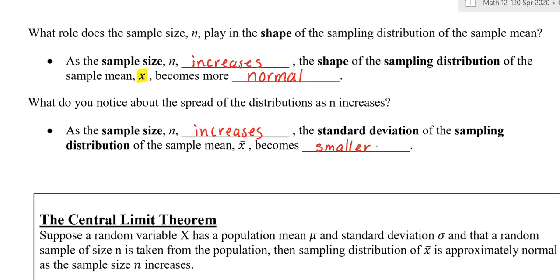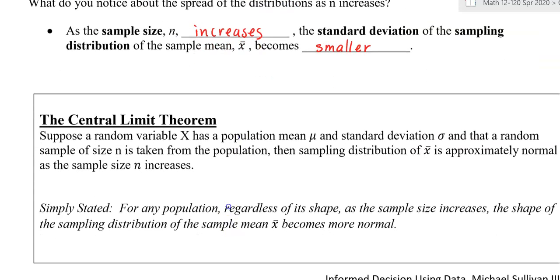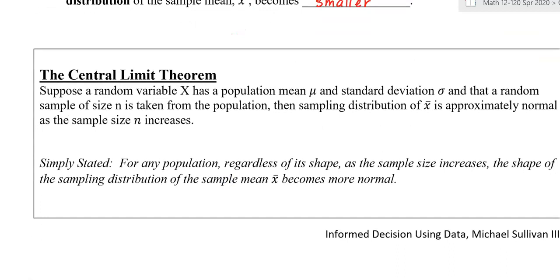So this overall result that we saw happening is what's called the central limit theorem. The central limit theorem says that if you have some random variable x with whatever population mean and whatever standard deviation, regardless of shape, right, then as the sample size increases, the sampling distribution will become normal, right? So here's the main result, I think, simply stated. For any population, regardless of shape, as the sample size increases, the shape of the sampling distribution of the sample mean x bar will become more normal. And so that's the overall result that we see here.